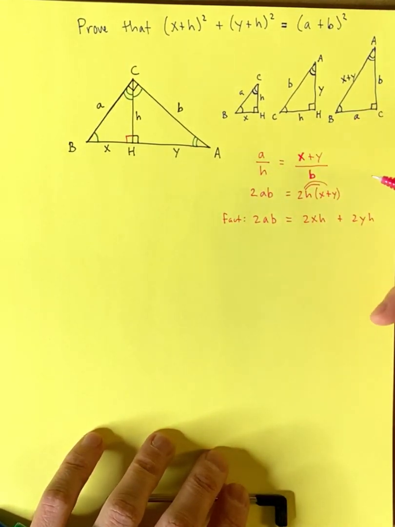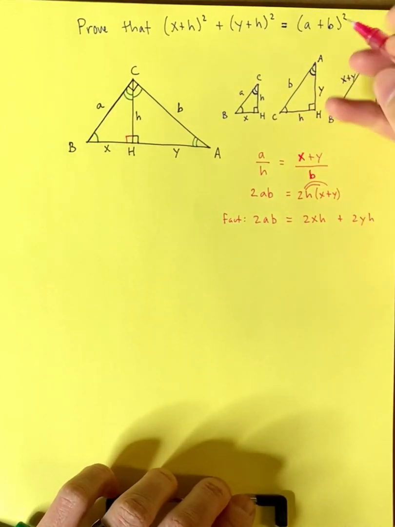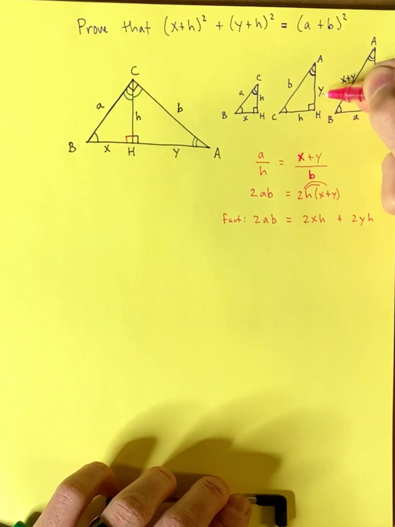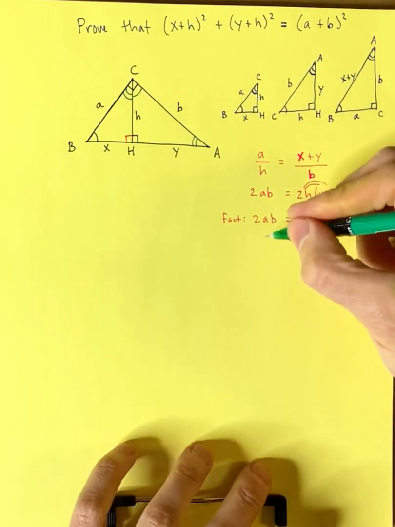And I actually want to establish another fact. And what other fact do I want to establish? How about this one here? How about X is to H as H is to Y? And I'll do that in a different color. So how about this one?